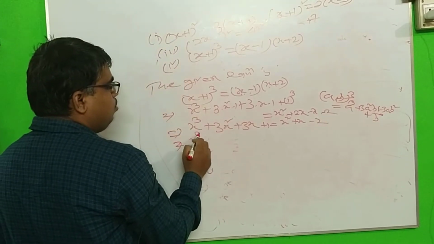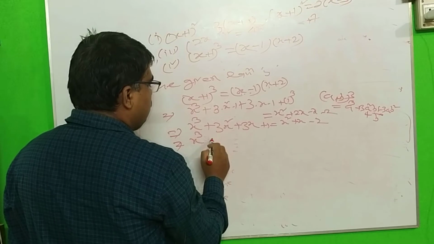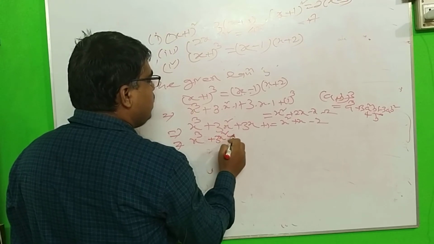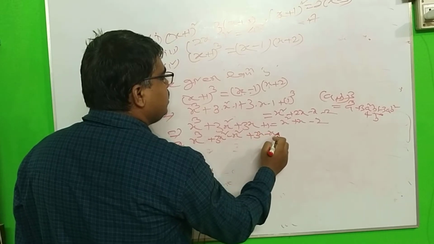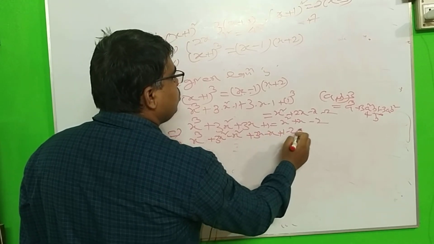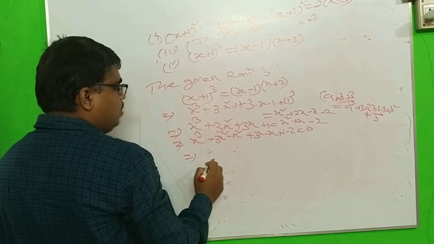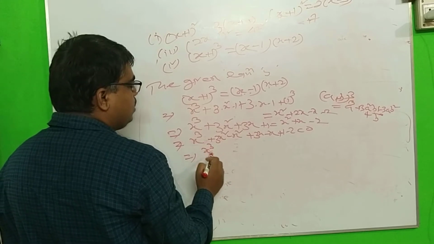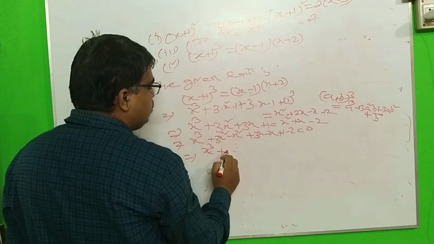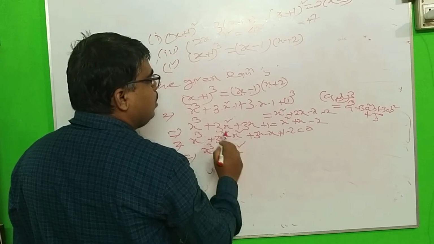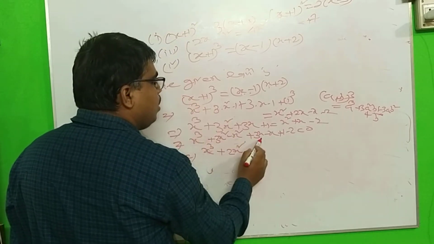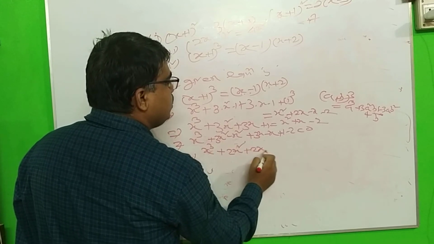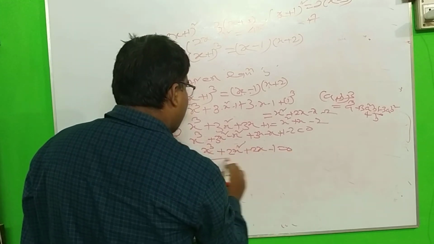This implies x cube plus 3x square minus x square plus 3x minus x plus 1 minus 2 is equal to 0, or x cube plus 2x square plus 2x minus 1 equal to 0.